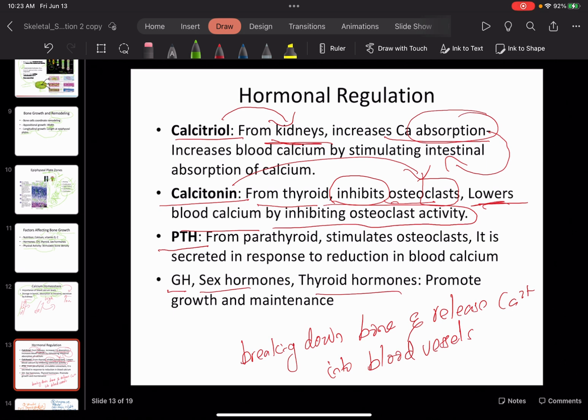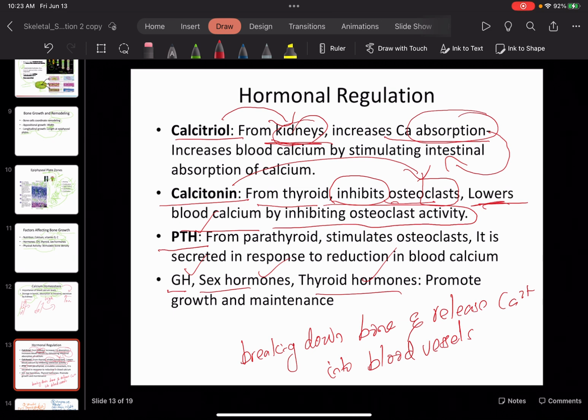So there are a few hormones that regulate and maintain that calcium homeostasis. Those hormones are calcitriol, calcitonin, parathyroid hormone, growth hormone, sex hormone, and thyroid hormone. These are the hormones regulating that calcium level. So the calcitriol, what do they do, where is it formed? The kidneys are the ones making that calcitriol.